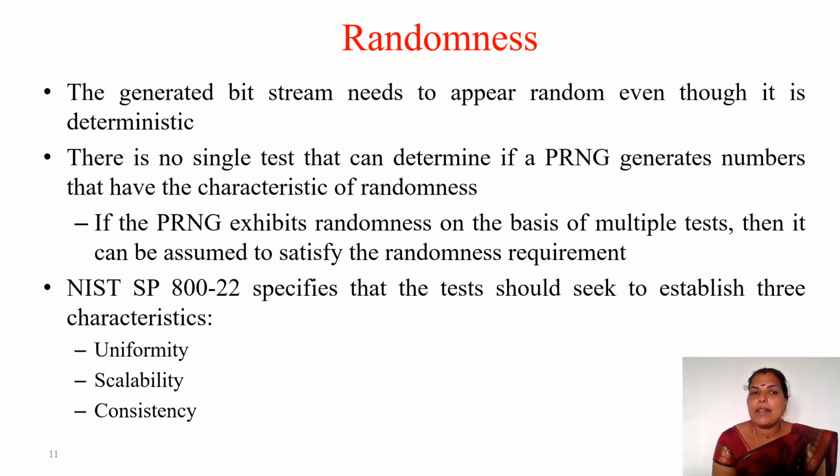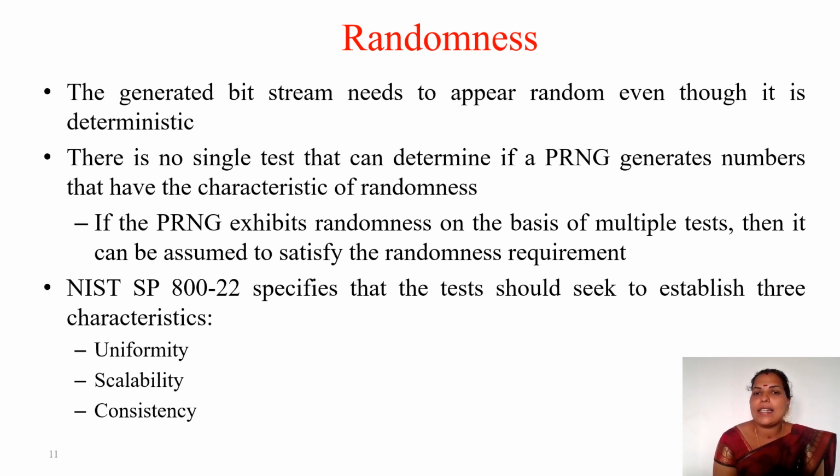Randomness means the generated bit stream needs to appear random even though it is deterministic. Even if it can be determined, it still has to appear random. So only we are calling it pseudo random. That is, statistically it is not random, but it seems like a random.